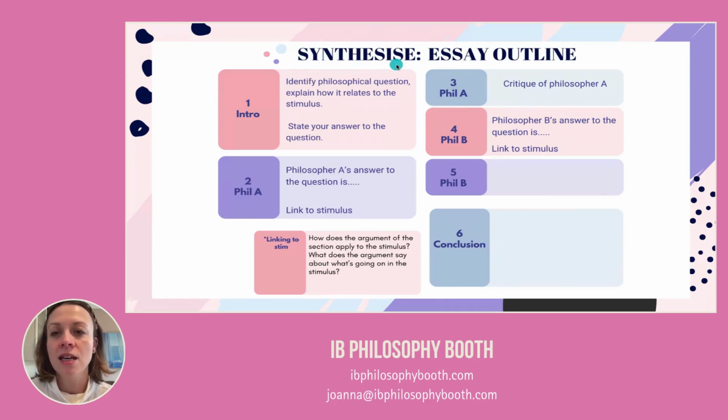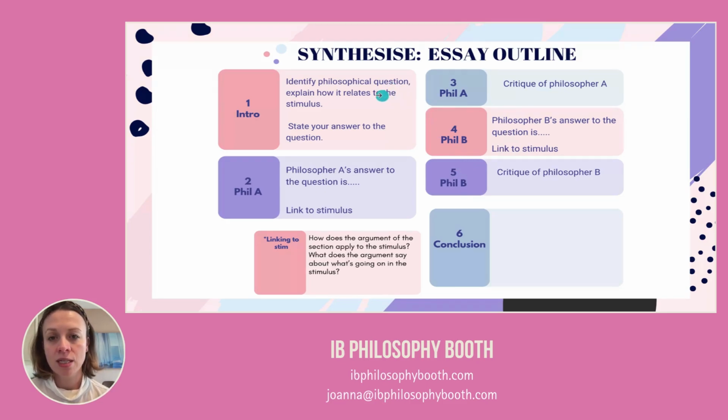Okay, and this is the synthesize approach. So here, instead of arguing that one philosopher is better than the other, you're going to argue that you need particular elements of both philosophers' views to make a better answer to the question overall. So your essay is going to look similar up to here, but then instead of going in to explain why A is better than B, you are going to add a critique of philosopher B.